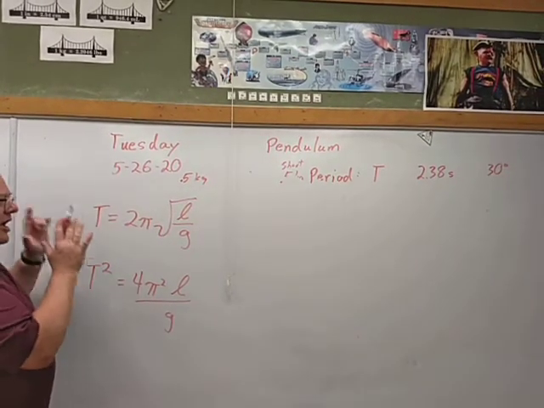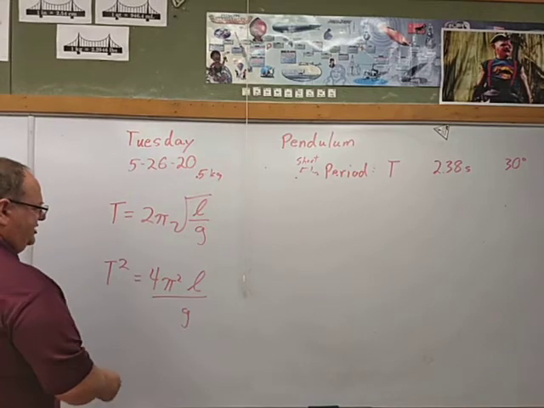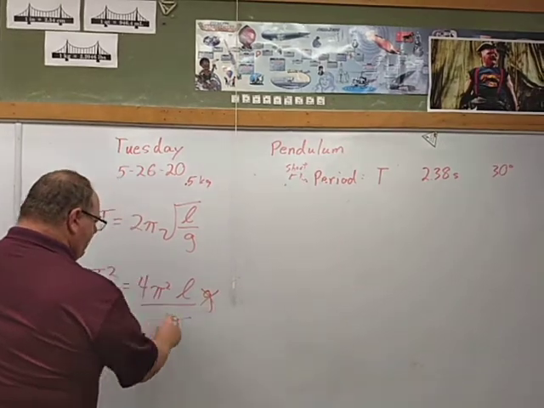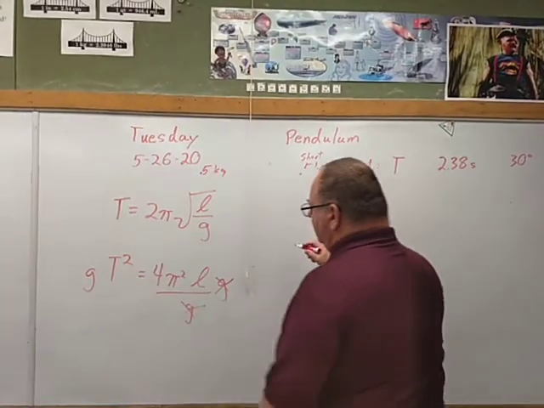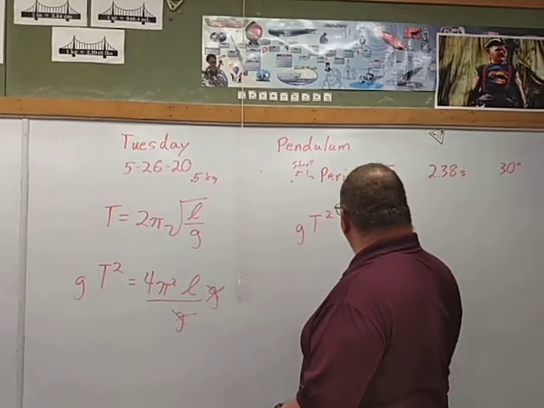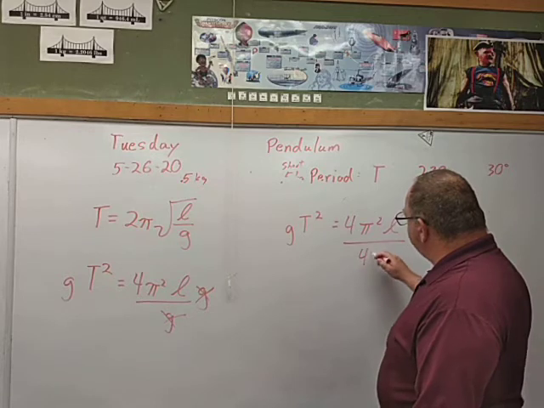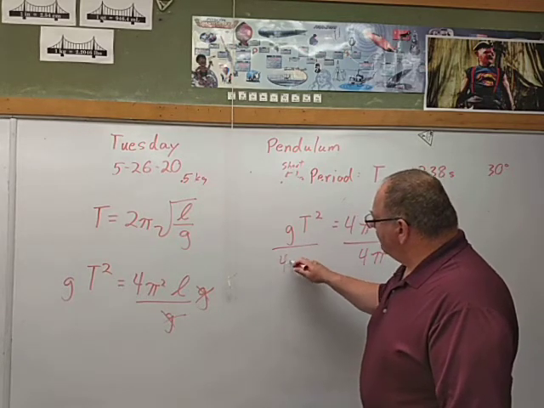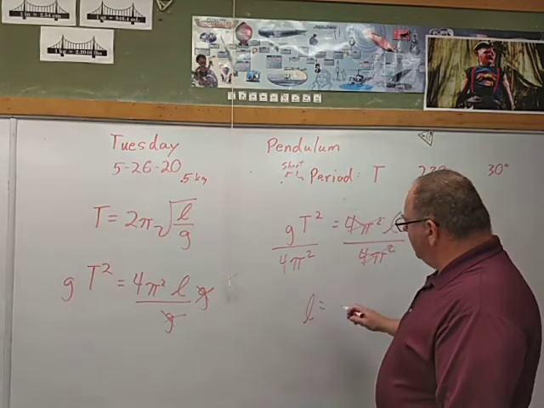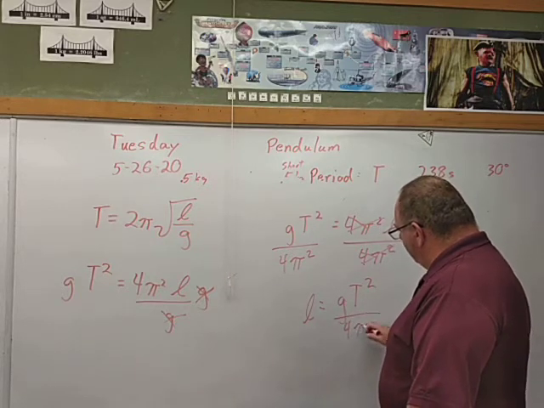We just squared everything. Okay, now let's get L by itself. So what I'm going to do is multiply both sides by G. I multiply here by G, then I multiply over here by G, then that's gone. So at this point, if I rewrite this, I've got G times T squared equals 4 pi squared L. So now to get L by itself, let's divide by 4 pi squared. L, the length of our pendulum, equals G T squared over 4 pi squared.